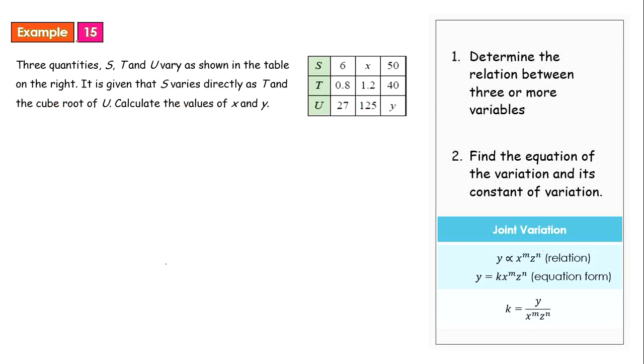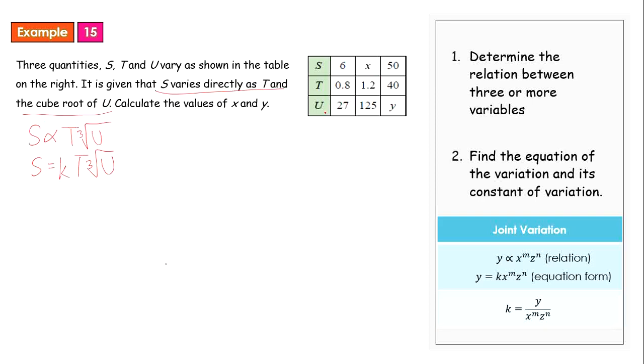Okay, next, example 15. Three quantities S, T, and U vary as shown in the table on the right. It is given that S varies directly as T and the cube root of U. So S varies directly as T and cube root of U. So itu relation form. Dalam equation form kena tambah K. Okay, so calculate the values of X and Y.